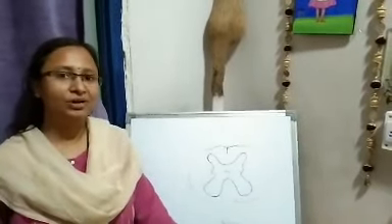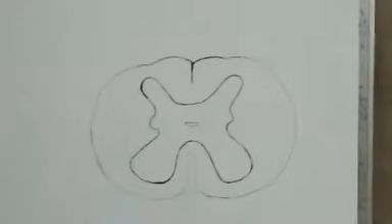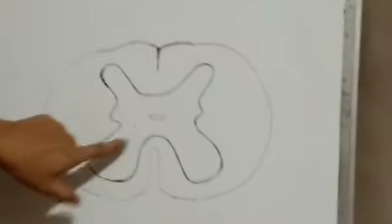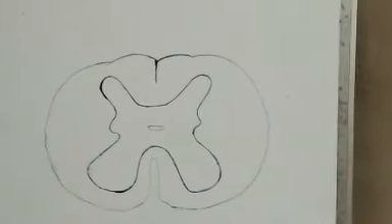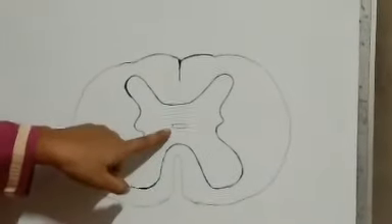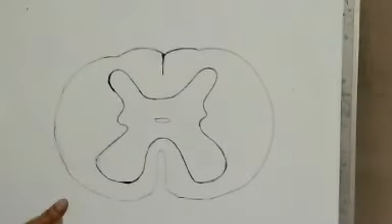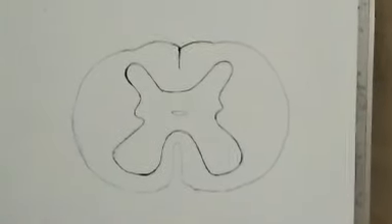Today we are going to learn nuclei within the spinal cord. This is the cross section of spinal cord. In this cross section, this is grey matter on the inner side and this is white matter on the outer side. This is central canal within the grey matter. This is anterior side and this is posterior side.